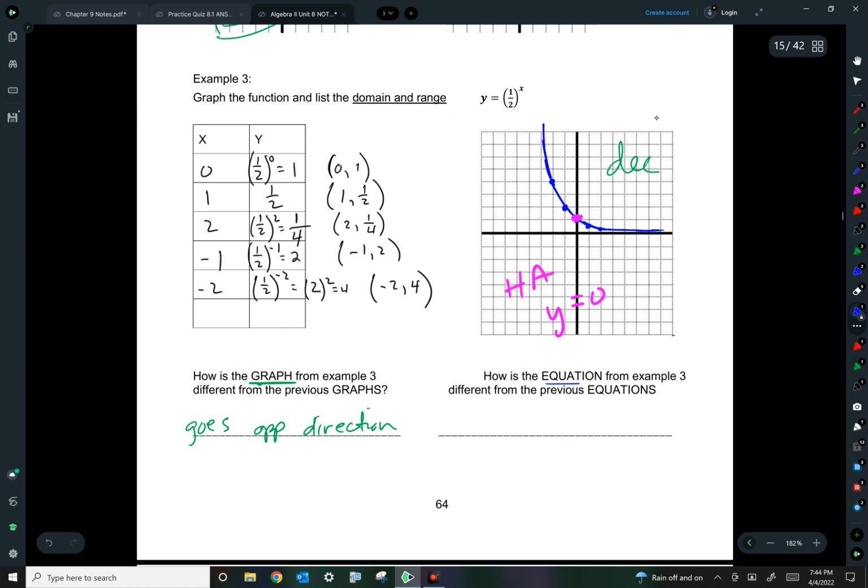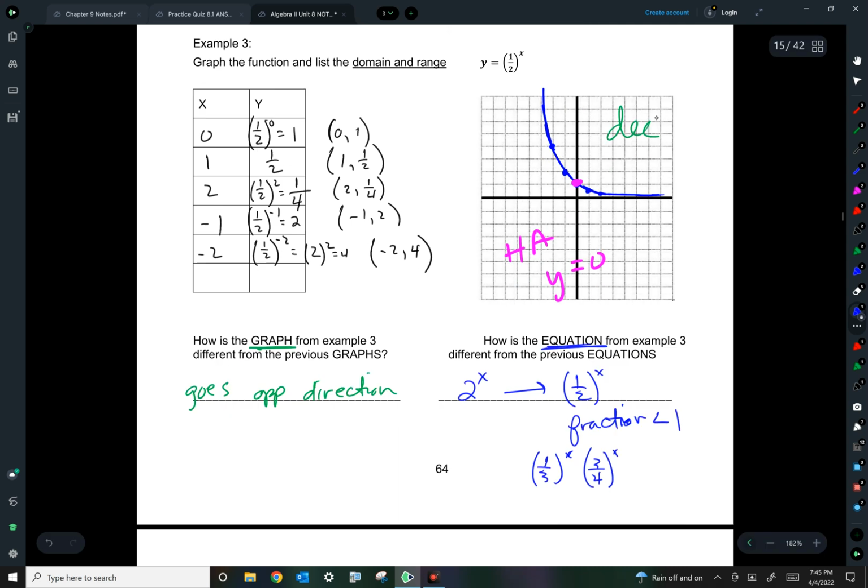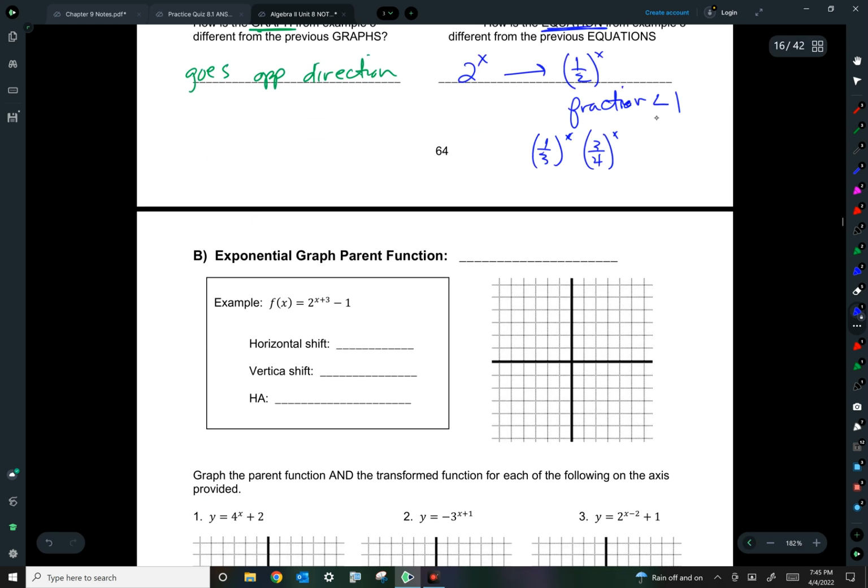But how does the equation compare? Well, we were comparing, let's say, 2 to the x as opposed to 1/2 to the x. So here we're talking about a fraction. But I'm going to say more specifically, it's going to be a fraction less than 1. So it might be 1/3 to the x. It might be 3/4 to the x. So any fraction less than 1 that's raised to the x, it's the same shape, it's just going the other direction. Okay, so let's generalize here.